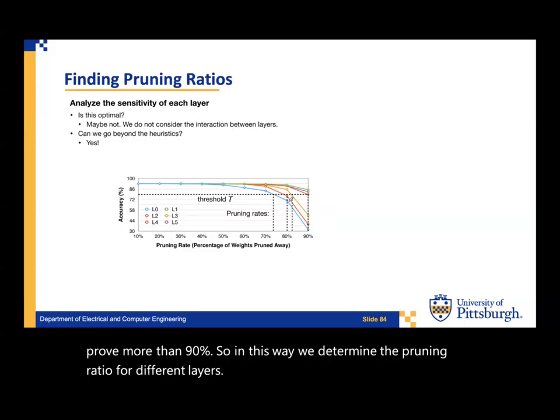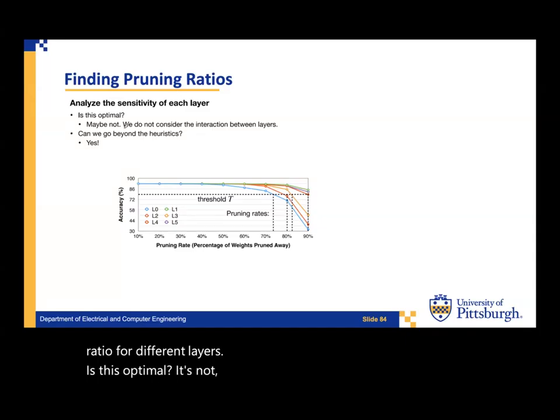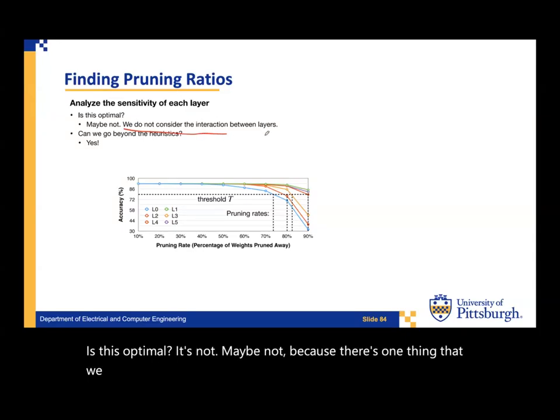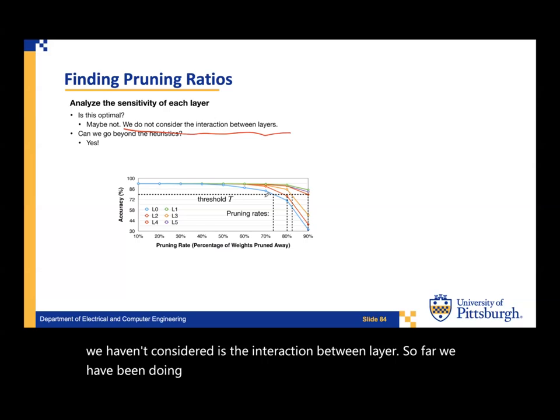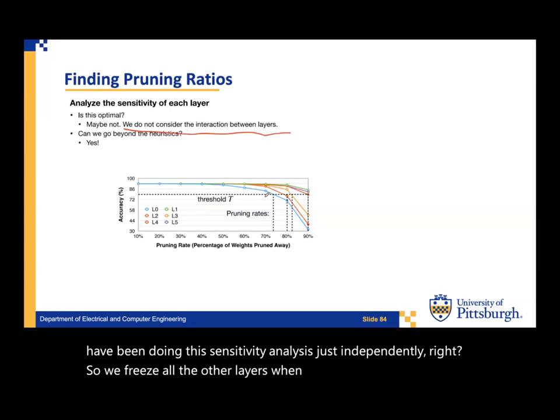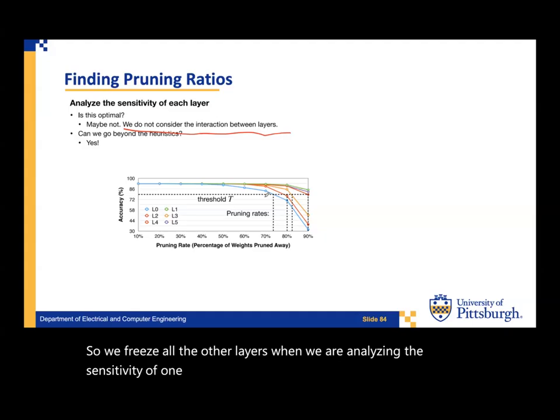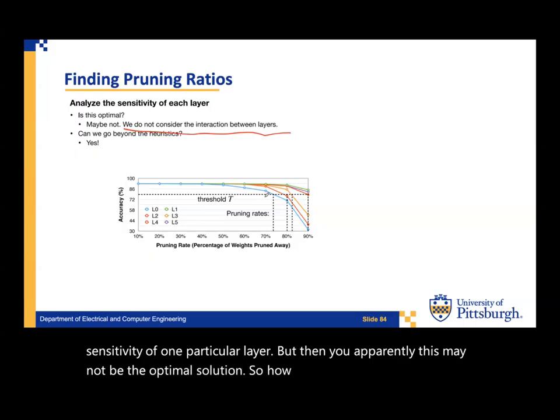Is this optimal? Maybe not, because there's one thing that we haven't considered, which is the interaction between layers. So far, we have been doing this sensitivity analysis independently, right? We freeze all the other layers when we analyze the sensitivity of one particular layer. But apparently this may not be the optimal solution. So how can we go further?